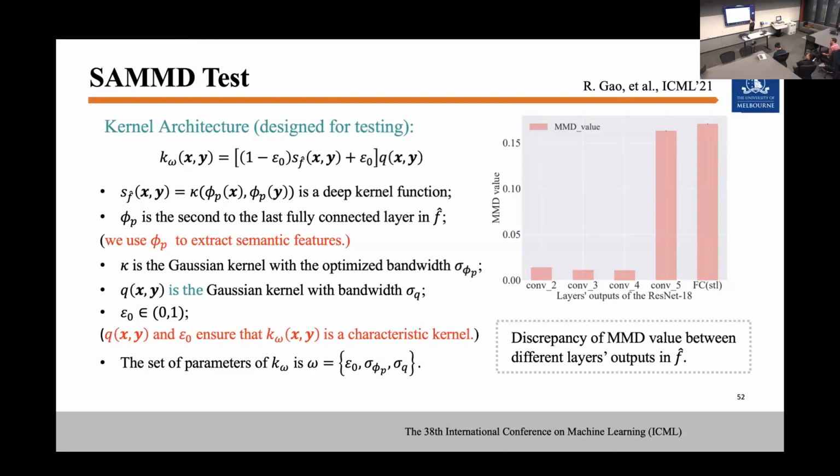Because we do not have any parameter to optimize in phi, we only have 3 parameters to optimize: epsilon, sigma phi, which is the bandwidth of this kernel, and the bandwidth of q. Okay, now we have 3 parameters, we need to optimize them.